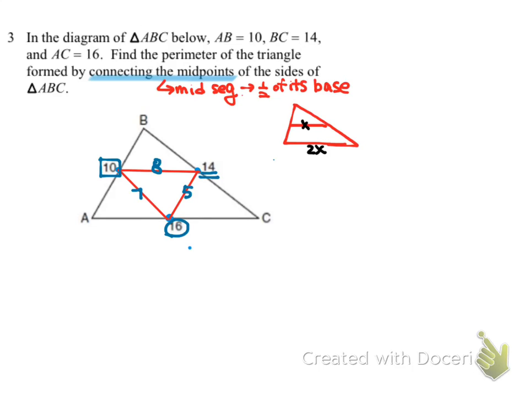So therefore, what is the perimeter? All we have to do is simply add up these three values. Then our final answer would be 5 plus 7 plus 8, which is equal to 20. And 20 becomes our final answer.